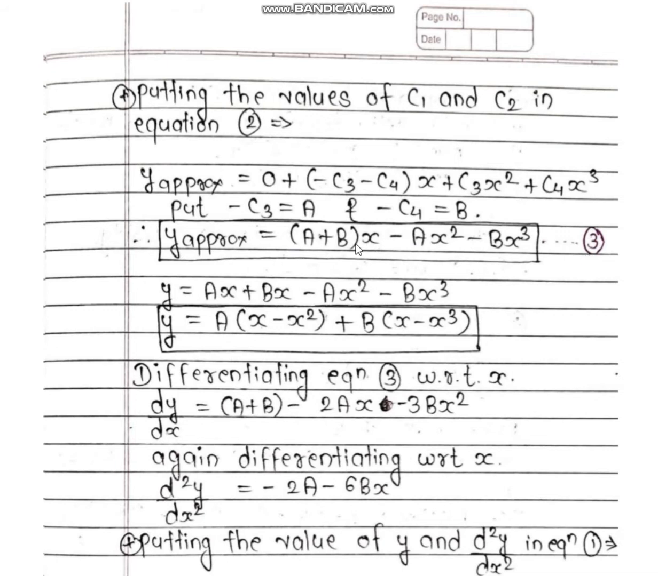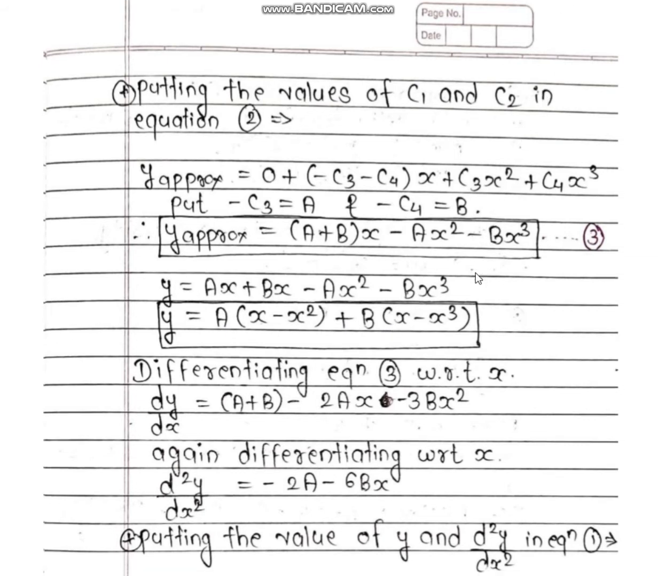After multiplying this bracket, we have simplified the equation as follows: ax plus bx minus ax square minus bx cube. Now we will calculate the equation in terms of a and b. Taking a common, we get a into x minus x square plus b into x minus x cube.